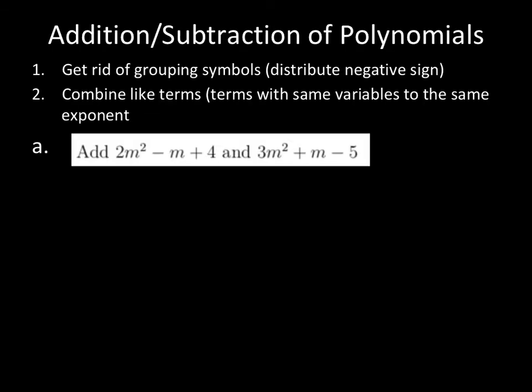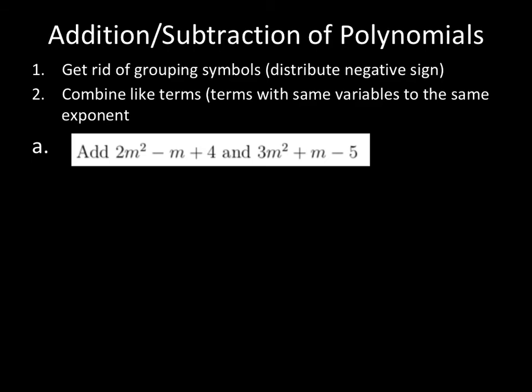Okay, so we're finally getting into addition and subtraction of polynomials. To do this, the first step is to get rid of grouping symbols, and by grouping symbols, I mean parentheses or brackets. This is usually when we distribute a negative sign when subtracting. The next step is to combine like terms, which are terms with the same variables to the same exponent. For example, if I have 4x squared on one side and 3x squared on the other side, I'll combine them because they both have x and they're both squared.